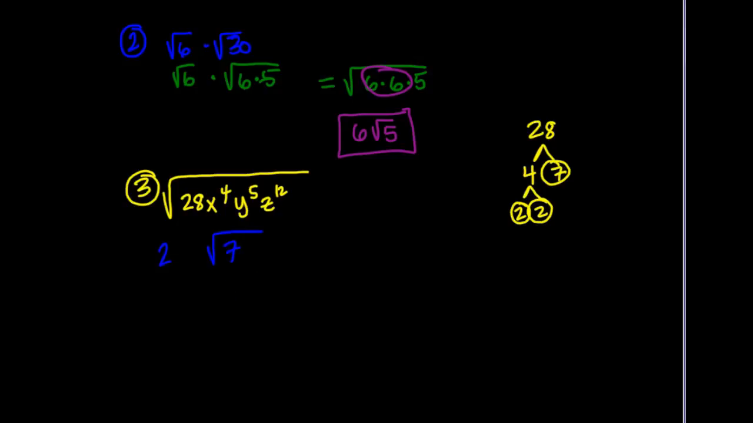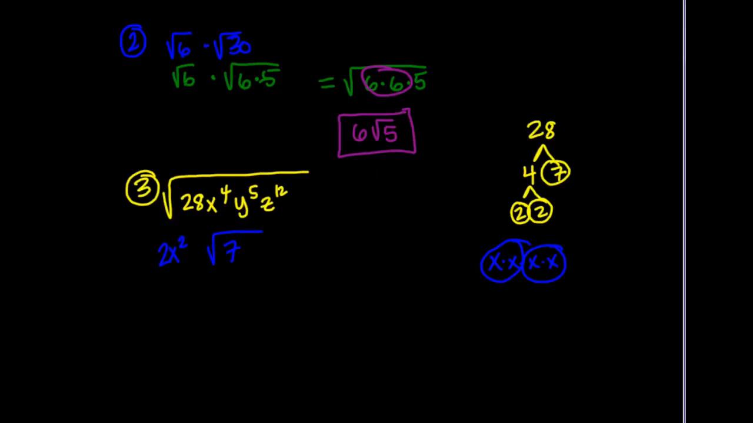Okay, now let's look at our variables. So I have x to the 4th, which means there are 4 x's. It looks like this if I write it out. So how many groups of 2 do I have? Exactly, 2 groups of 2, right? There's a group of 2 and there's a group of 2. So when I write this on the outside, I write x squared, and there aren't any left over.